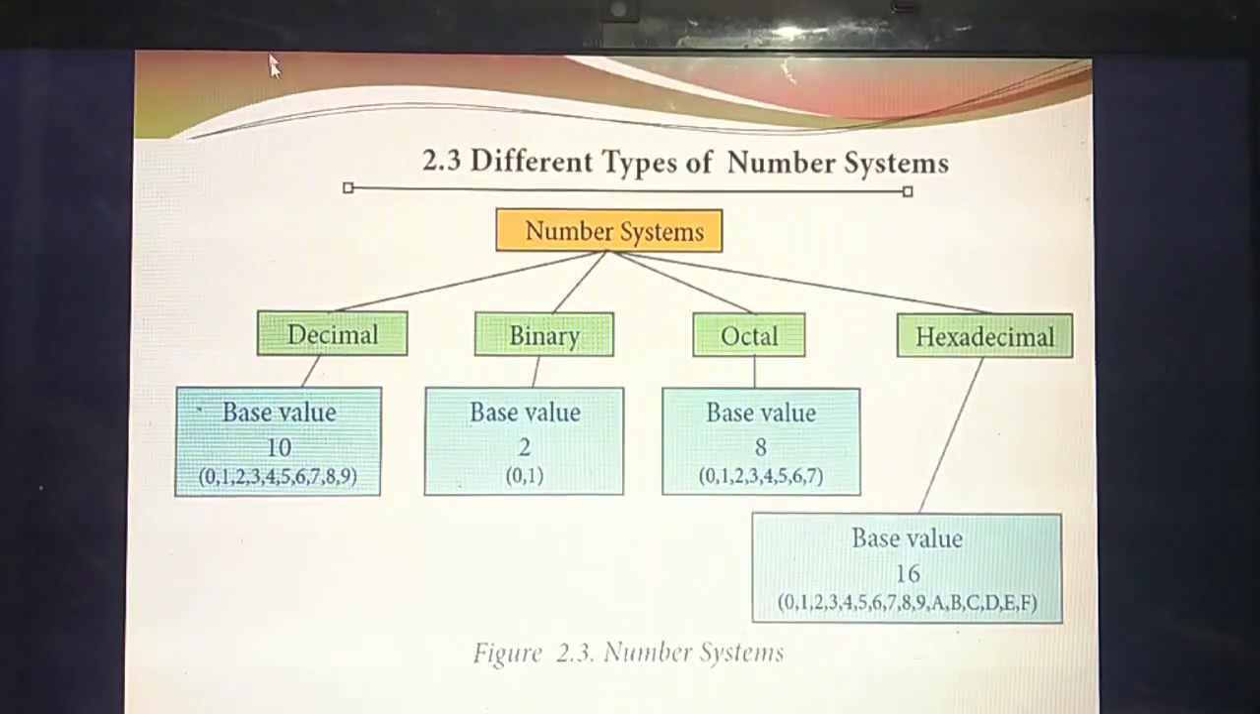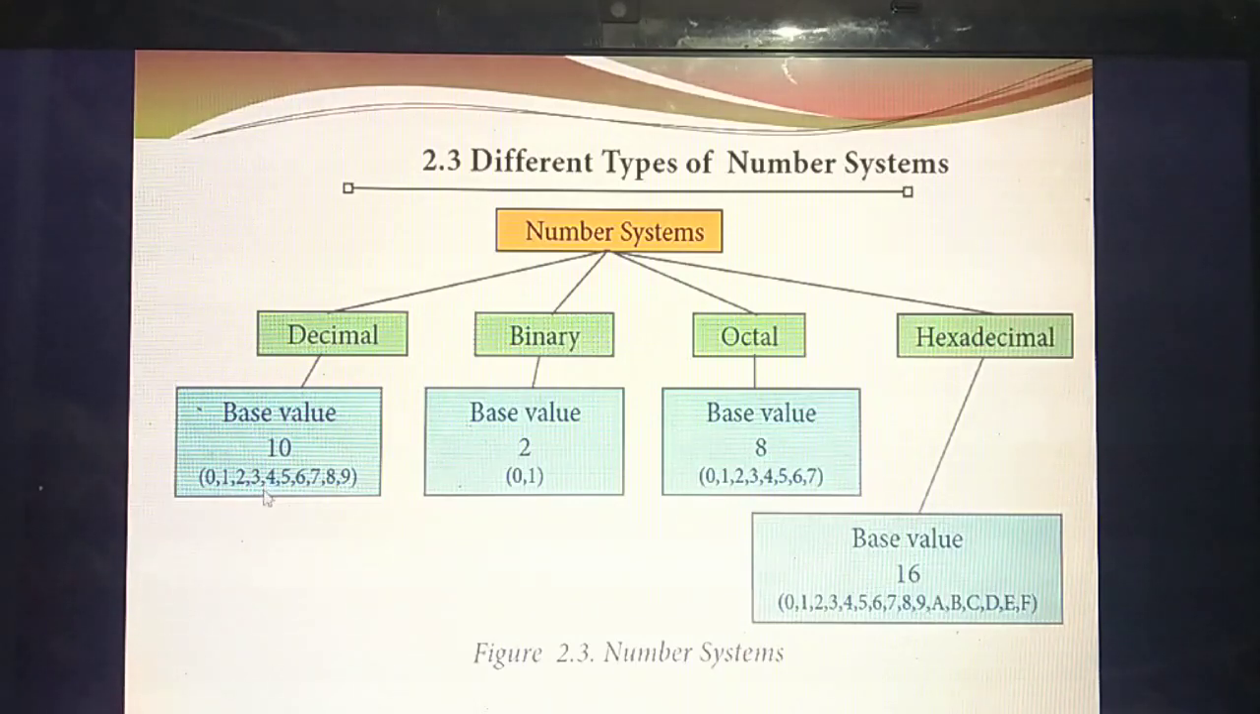Listen. The decimal number system always has the base value 10. That means the values will come between 0 to 9. That means totally 10 numbers. Count it, how many numbers will be there? 0 to 9 means totally 10. So it has the base value 10.